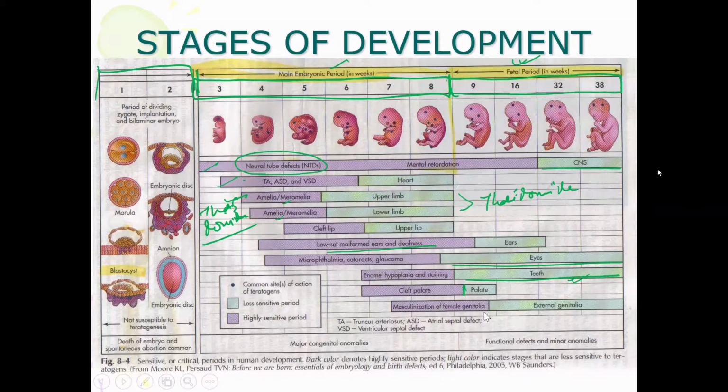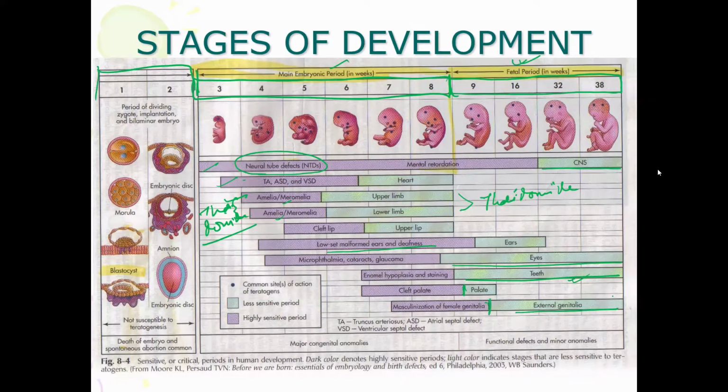Similarly, masculinization of female genitalia: if the mother is taking androgens or androgenic drugs, it can masculinize female genitalia. Mainly it affects around 8 up to 9 weeks, but it can affect any time.